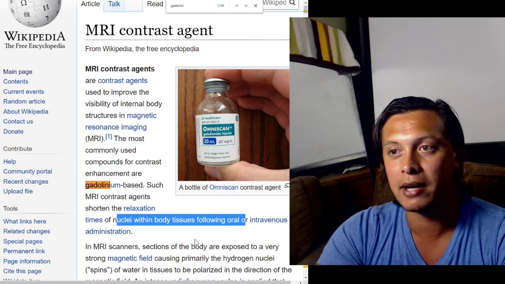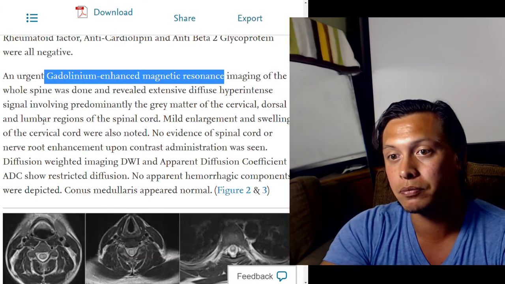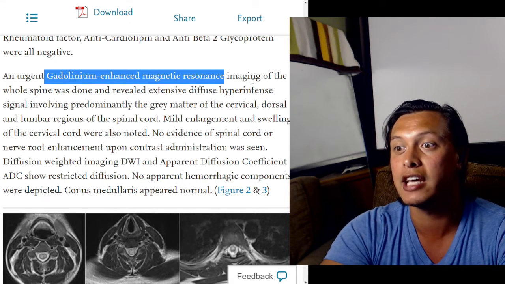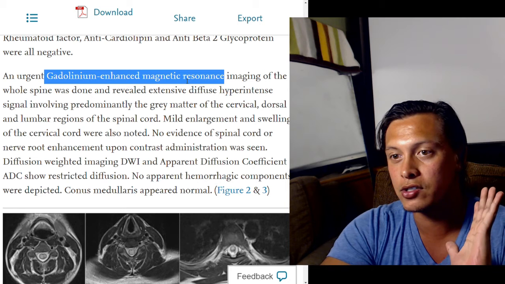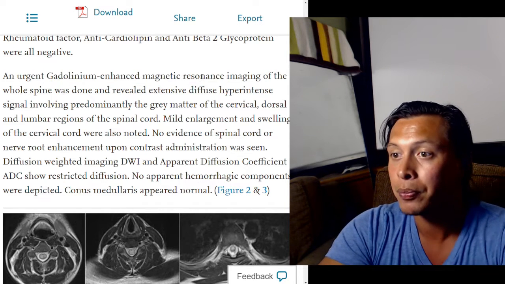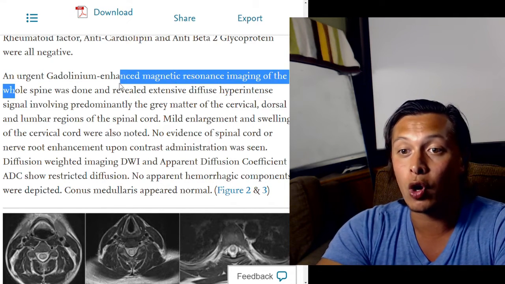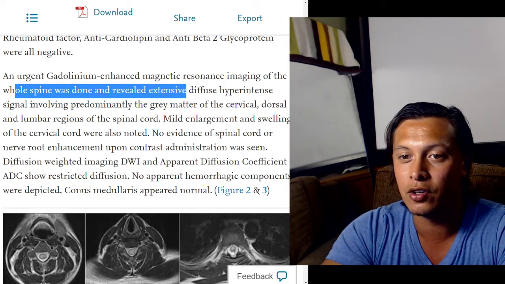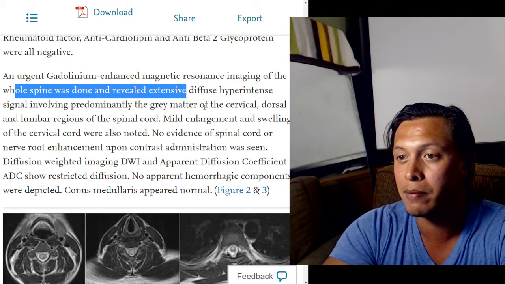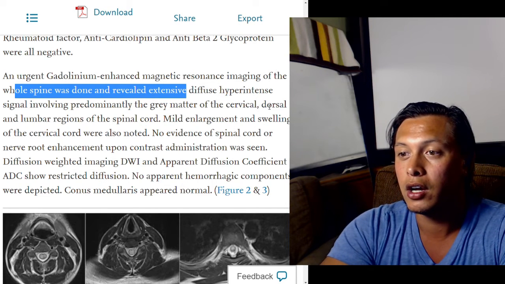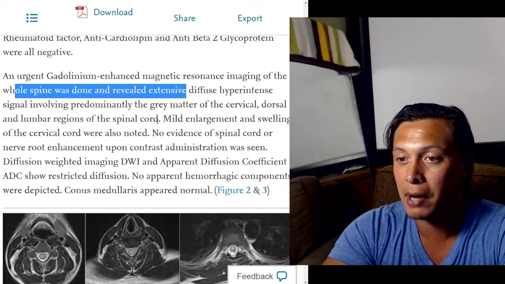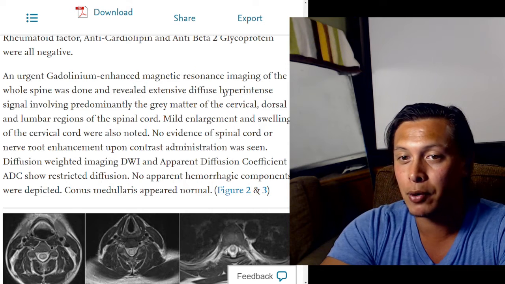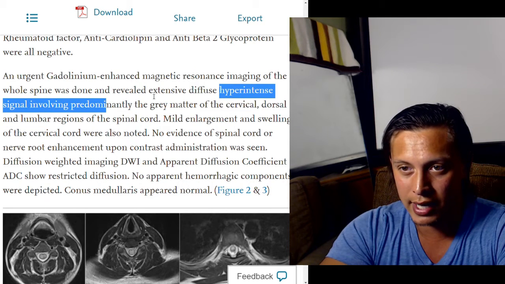So just keep that in mind when you are reading this gadolinium-enhanced magnetic resonance imaging. Just know that that is just an MRI. And this was done of the whole spine and revealed extensive, diffuse, hyperintensive signal involving predominantly the gray matter of the cervical, dorsal, and lumbar regions of the spinal cord. So extensive, diffuse, hyperintensive signal. So what is that?